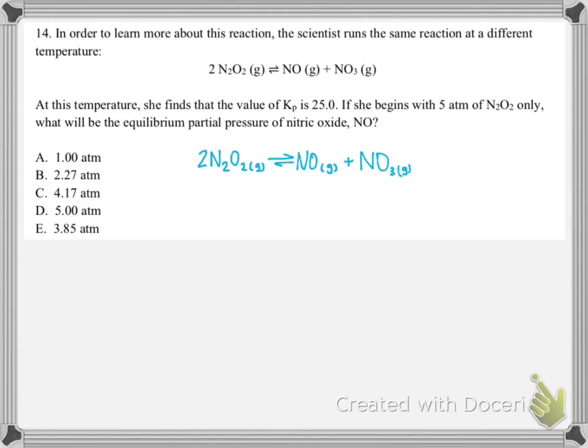So now someone went to run an experiment with that same reaction at a different temperature. And at that temperature, our Kp is 25. So let's go ahead and write Kp is equal to 25, and that is going to be equal to our expression, where we have NO times NO3 divided by N2O2 squared.